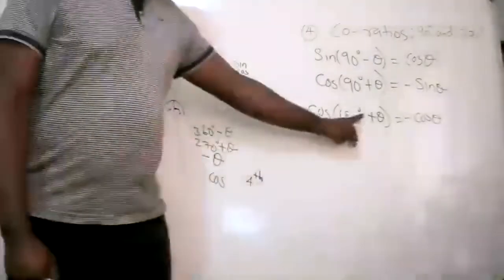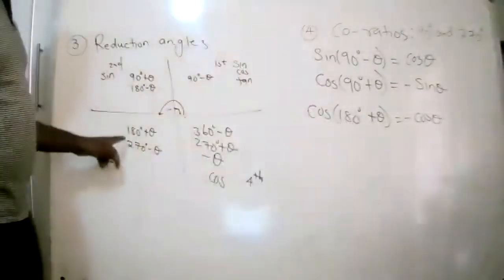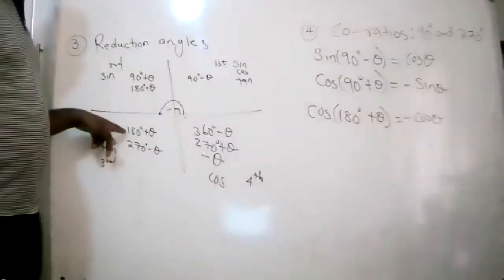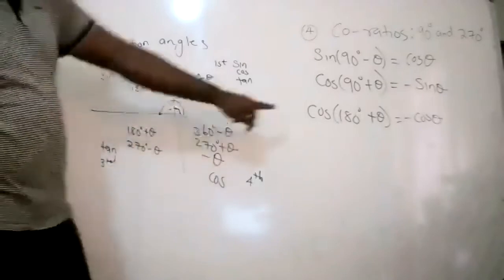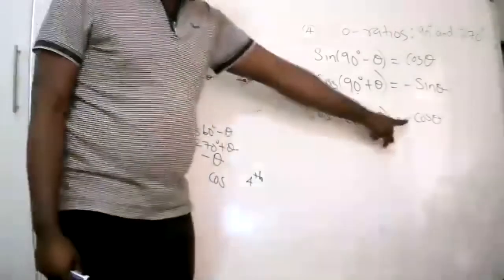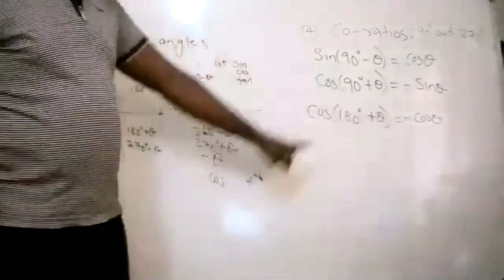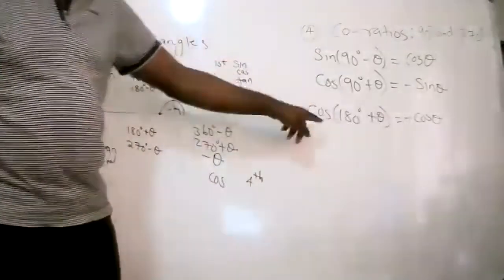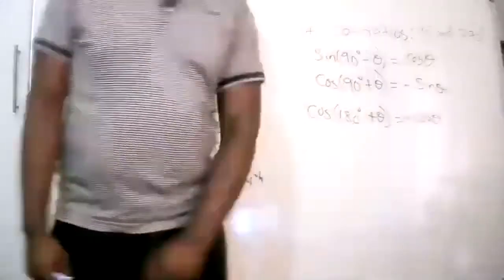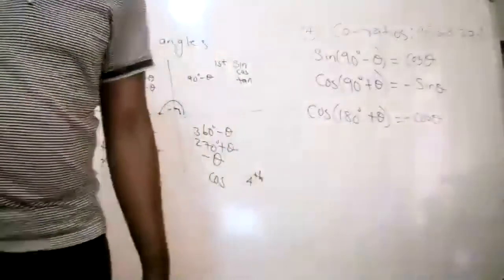I would like to explain why we get negative cos theta. Because 180 degree plus, we find it on the third quadrant. And on the third quadrant, tan is the only one which is positive. And here we have cos. Therefore, we have to have a negative answer. And because 180 is not a co-ratio, cos is not going to change. Therefore, we have negative cos theta. Is that clear to all of us?